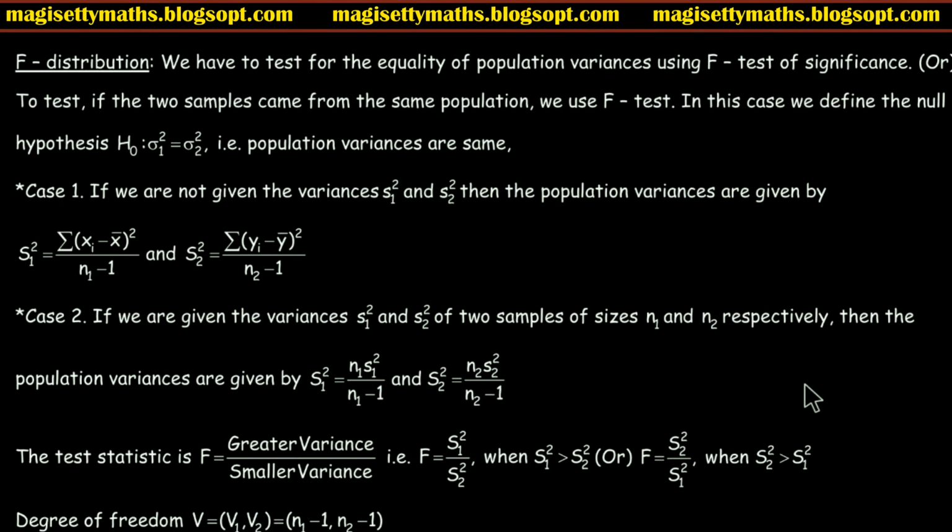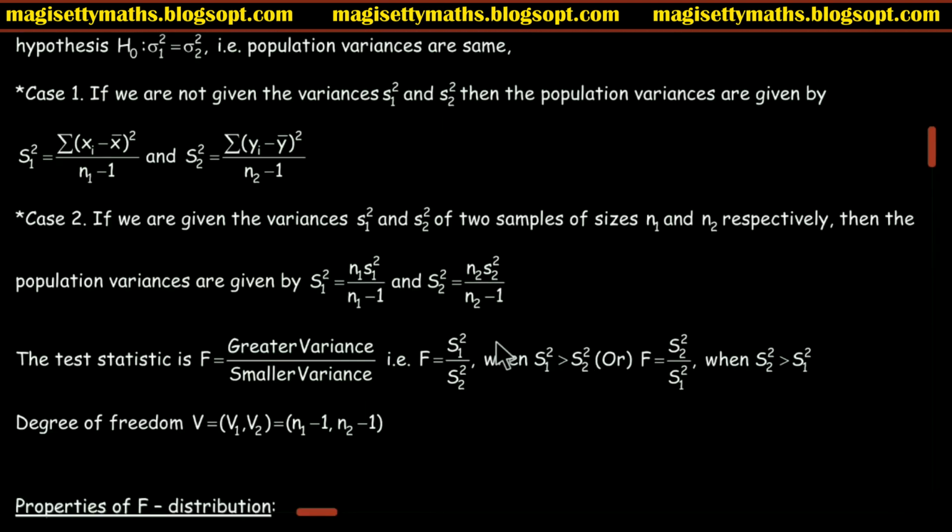In this video, we are going to discuss the F distribution. The F test is used to verify whether the two population variances are the same or not, or if the two samples came from the same population or not. In this test, the null hypothesis is sigma 1 square equals sigma 2 square, or S1 square equals S2 square. That is, the population variances are the same.